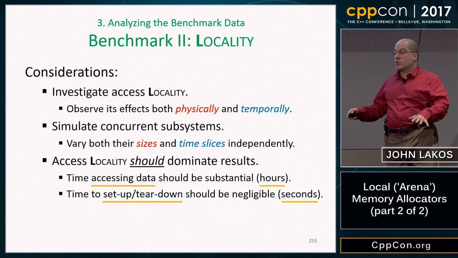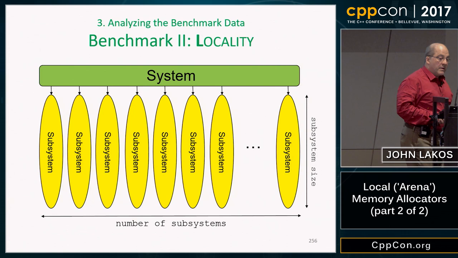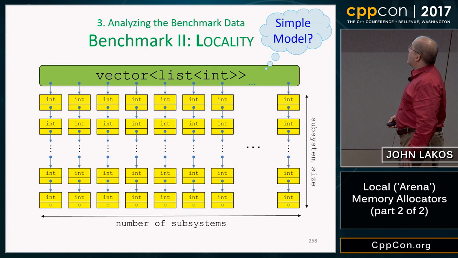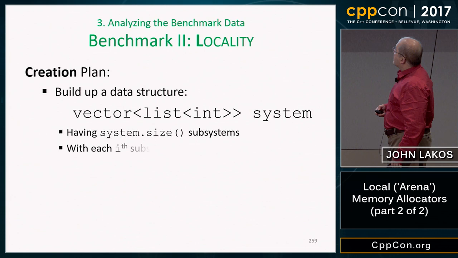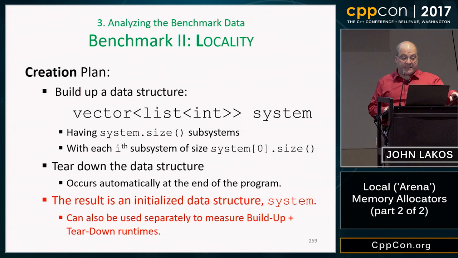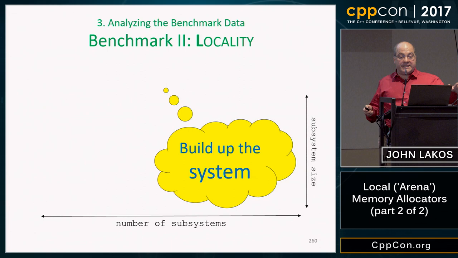Okay? So we have a system. It has subsystems. Now, what's a subsystem? Well, we're going to call it a linked list because this is a model. We're modeling things that really happen. So it looks like this. It's a vector of list of int. And the creation plan is we're going to build up this vector with some number of subsystems. So we're going to build it up from scratch, then we're going to tear it down. And the result is an initialized data structure. This is the build up and tear down thing.